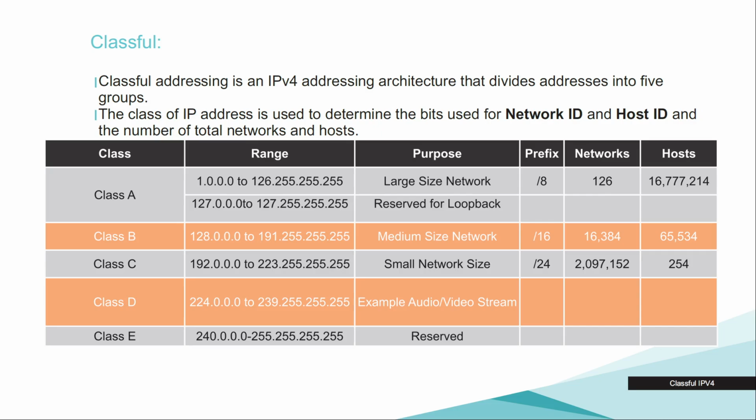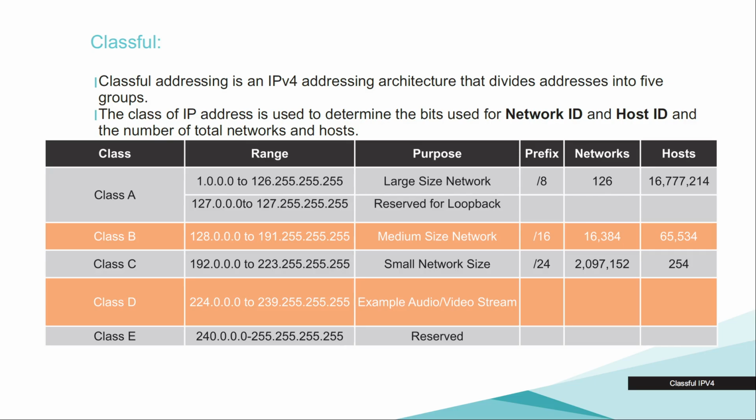So for class A, we have the range from the IP address 1.0.0.0 up to 127.255.255.255. So for class A, we can assign the IP addresses from 1.0.0.0 up to 126.255.255.255. We cannot assign the IP addresses 127.0.0.0 up to 127.255.255.255.